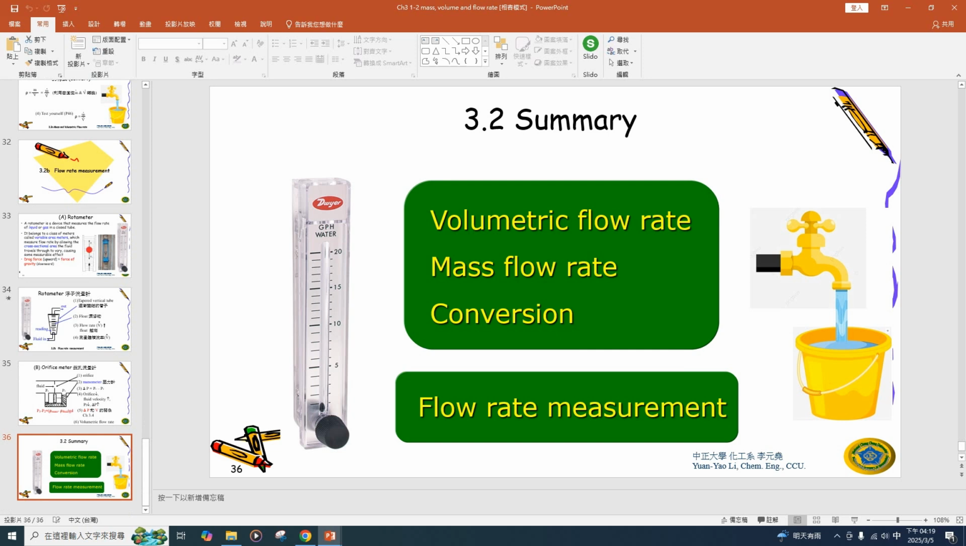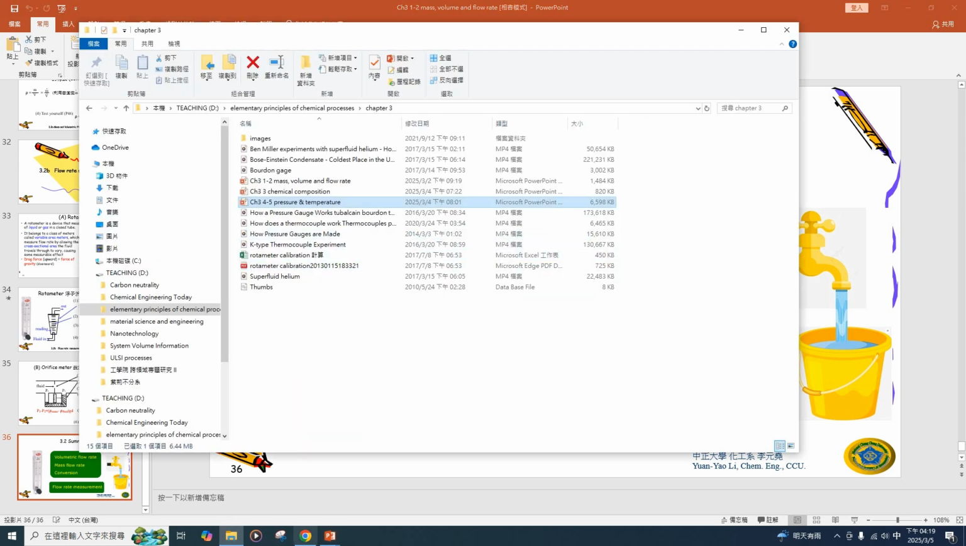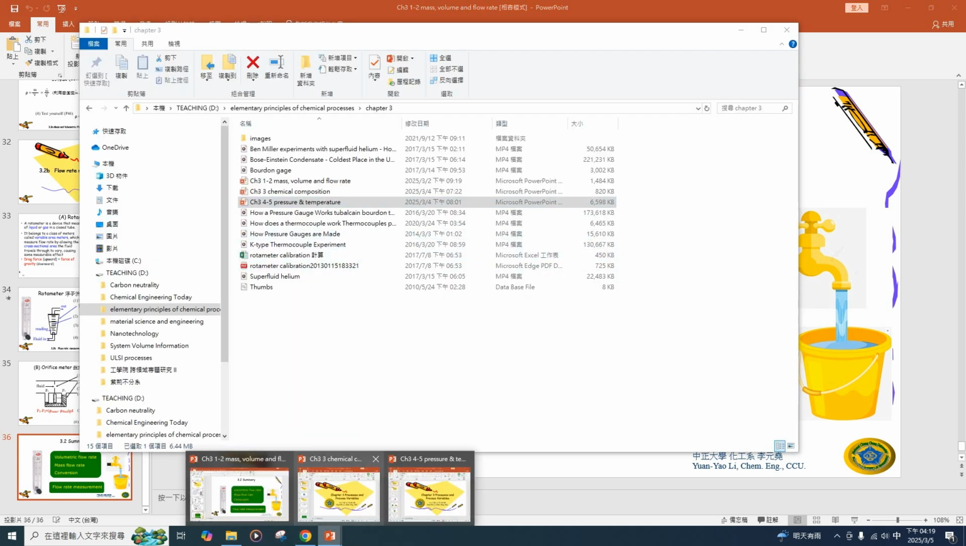The conversion factor between mass flow rate and volumetric flow rate is what? It's density, right? This is called a rotameter, and a rotameter measures the volumetric flow rate. In order to change from volumetric flow rate to mass flow rate, what you need is the density of the fluid, right? So you need to know how to do the conversion, and you also need to know this is called a rotameter, a flow rate measurement device. Okay, this is very easy.